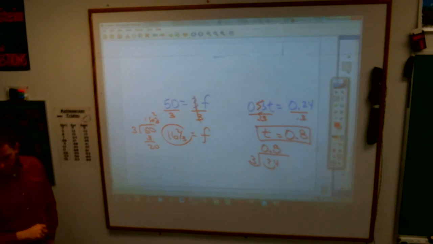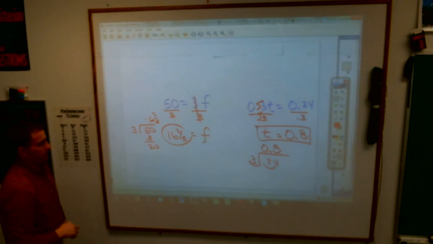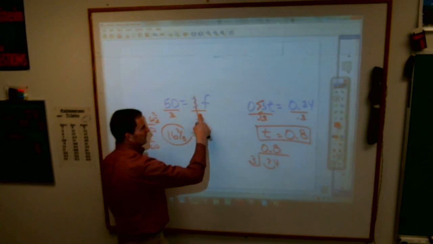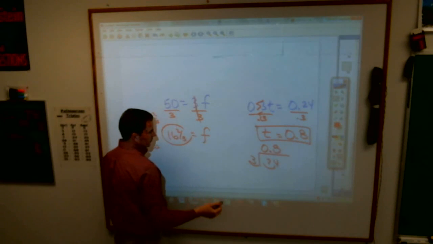Everybody's relatively happy. Is there a harder one in there? I don't think so. Okay, so just remember you are always going to divide by what's next to the letter, no matter where it goes.